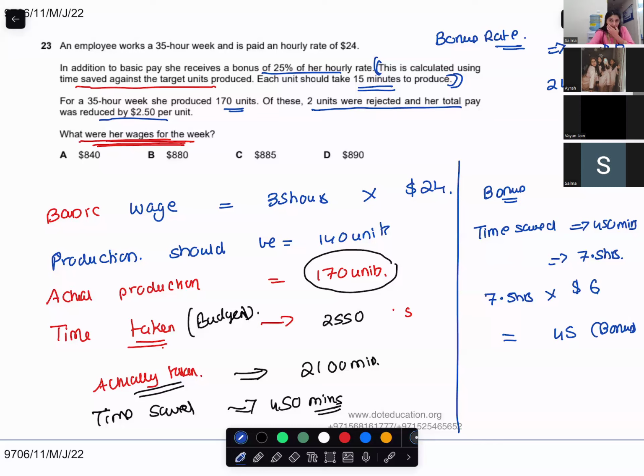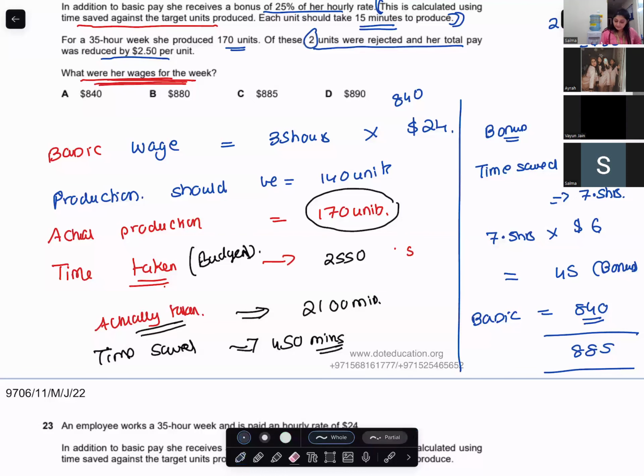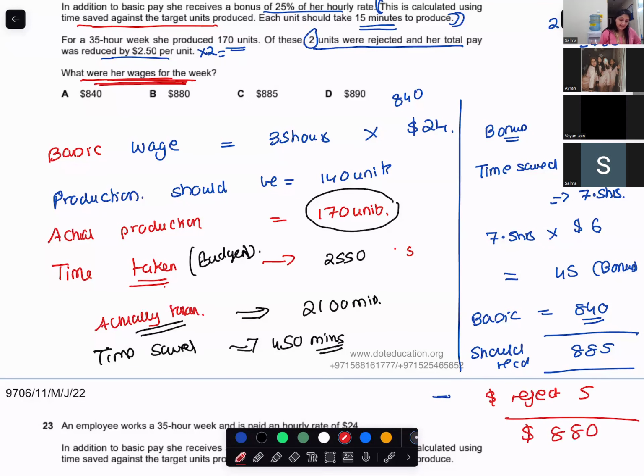Let's talk about her basic wage. Her basic wage is how much? $840, yes, miss. So total that she should receive is $885. But two units were rejected. So it's minus $5, as her total pay is reduced by $2.50 per unit for rejected units. So she will get $880 as her wages.